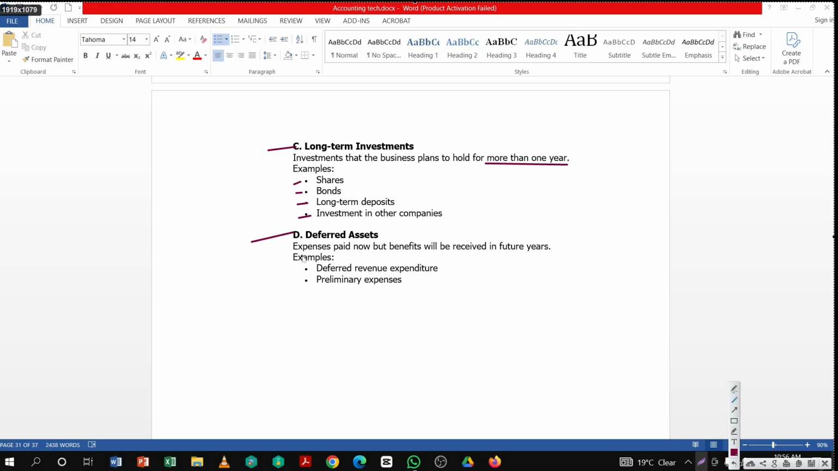Deferred asset, expense paid now, but the benefit will be received in future years. These are deferred revenue expenditure, preliminary expenses.